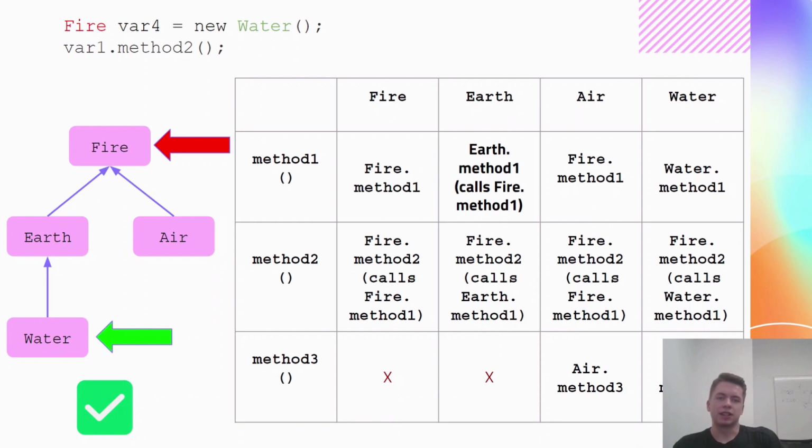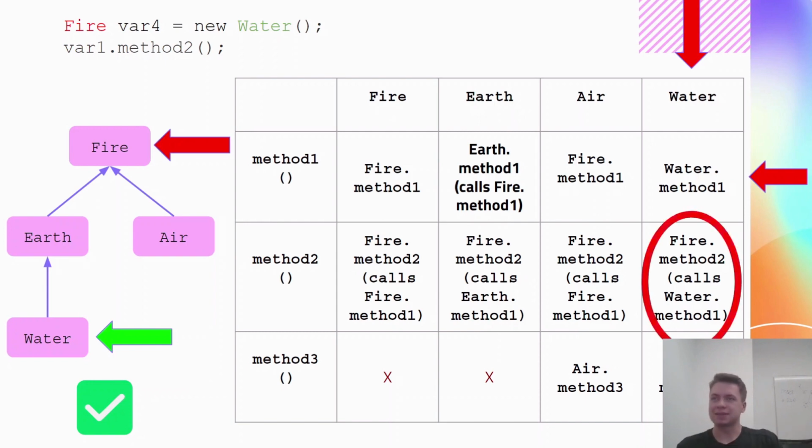Now, does fire contain a method 2? Yes, it does. So now we hop over to our actual type's implementation of method 2. So water is our actual type. We're calling, okay, that arrow should be pointing to method 2. Sorry for the confusion. We will call this method. So the method 2 inside of water is fire's method 2. So this will print fire 2, and then call water.method 1 and print water 1.